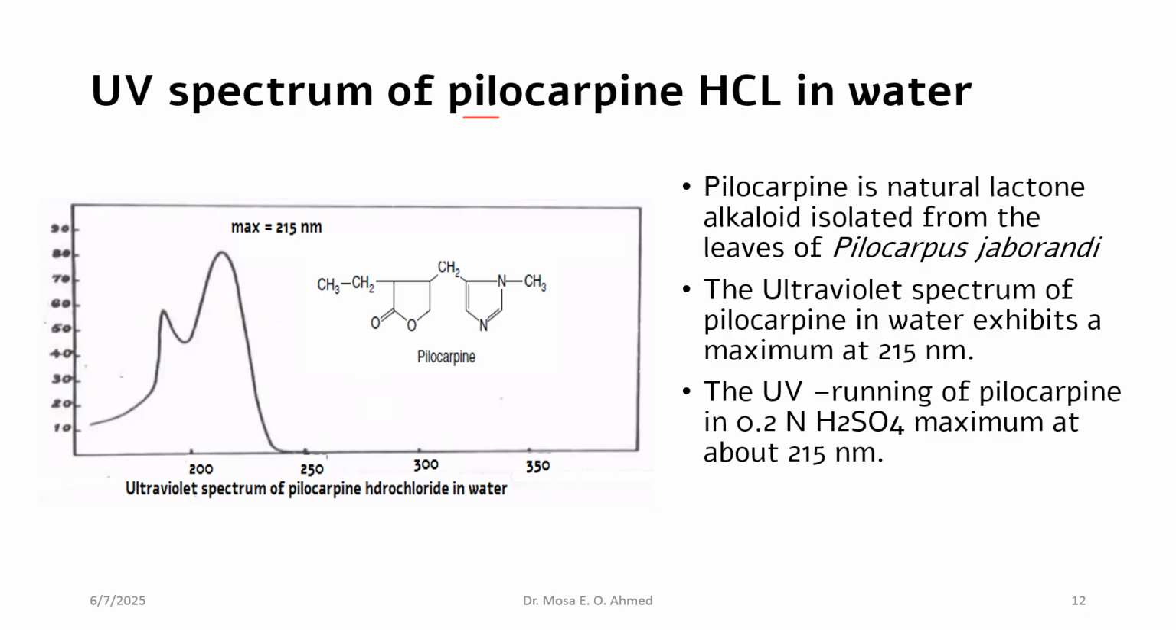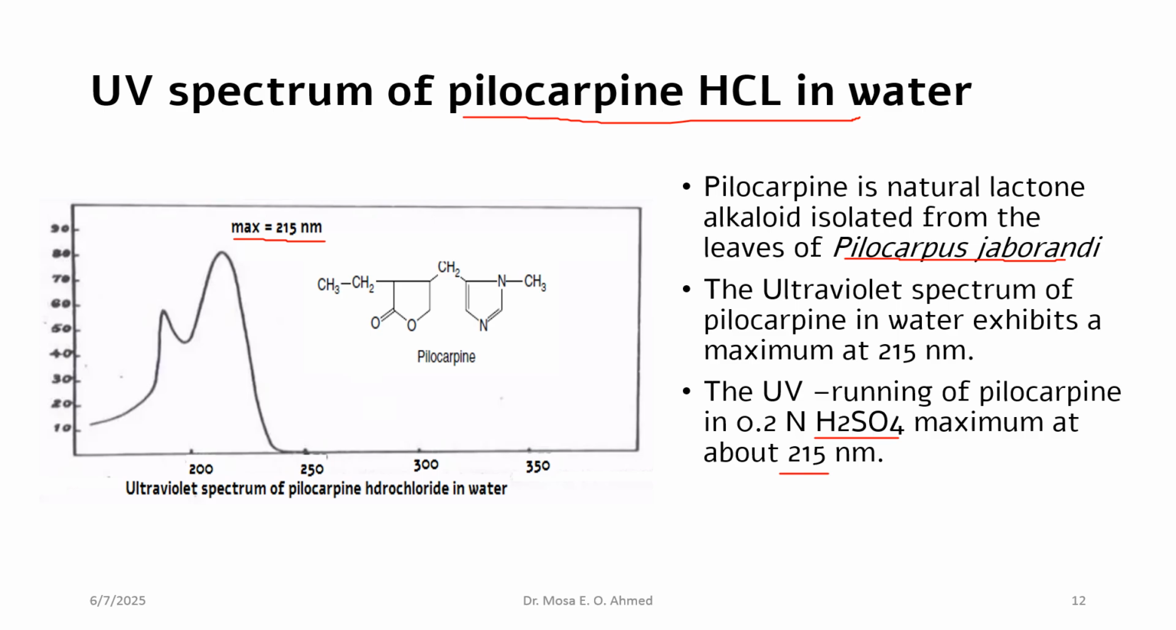Another example is the identification of pilocarpine hydrochloride in water. Pilocarpine is a lactone alkaloid isolated from the leaf of Pilocarpus jaborandi. In its UV spectrum, pilocarpine in water exhibits the lambda max at 215 nanometers, and in 0.2 normal sulfuric acid, also the same maximum at 215 nanometers.